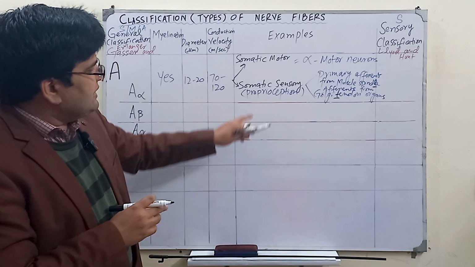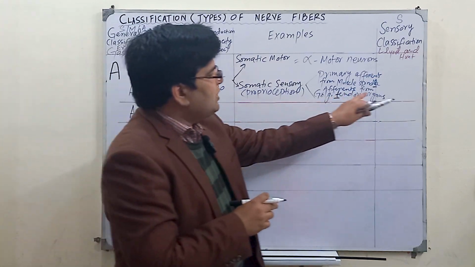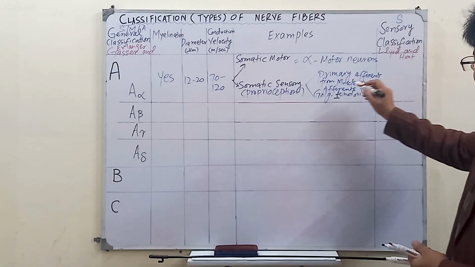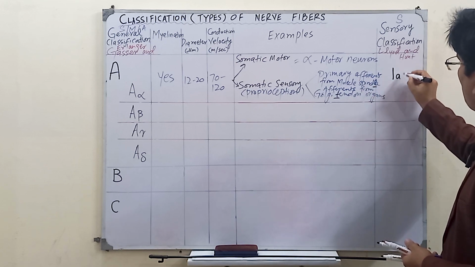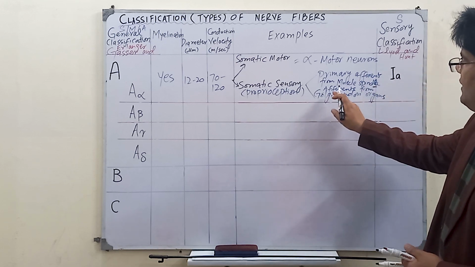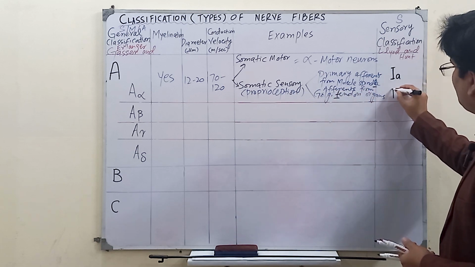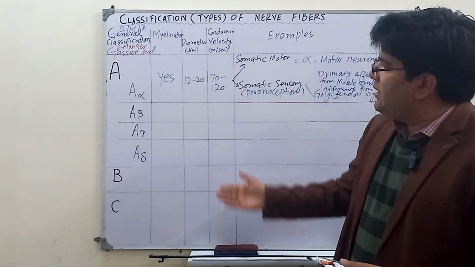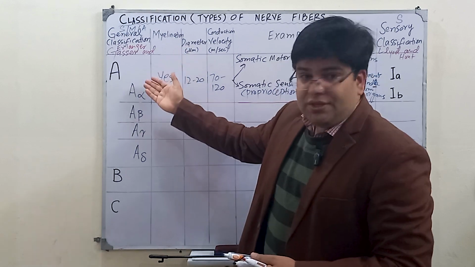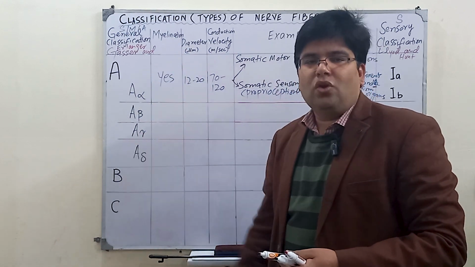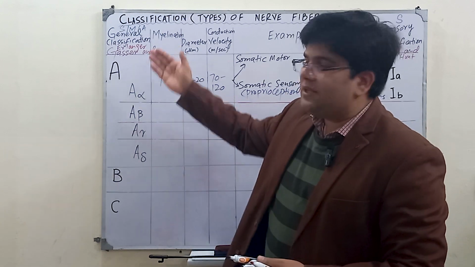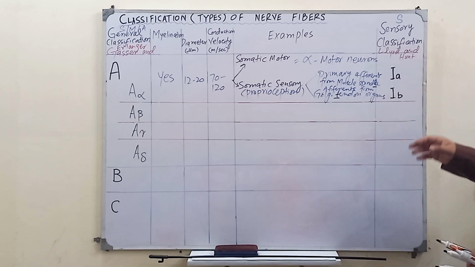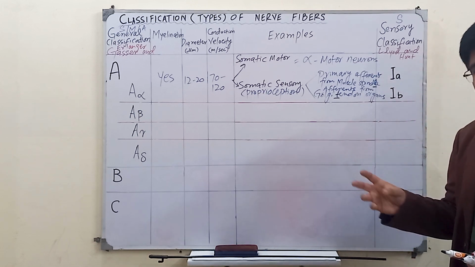And these nerve fibers can also be put here under sensory classification. In sensory classification, the primary efferents from the muscle spindle belong to category 1A. And the efferents from the Golgi tendon organs belong to category 1B. You can see here that in general classification of nerve fibers, there are letters A, B, and C. So this is a lettered nomenclature in general classification or the Erlanger system. In case of sensory classification or Lloyd system, the nomenclature is Roman numerals.